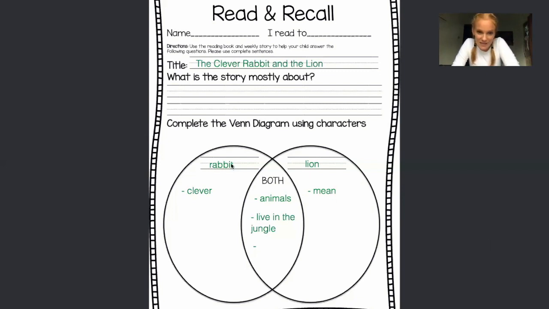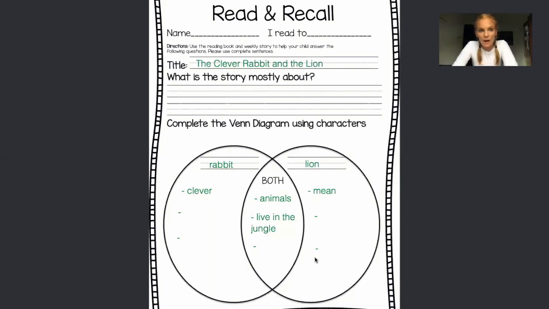All right, let's go back to the rabbit, and I'm going to put one more line here. And I'm going to put one more line here. And on the lion side, I'm going to do the same thing, 2 more spots. So KB, what I want you to do now is think of more things that the rabbit and the lion have that are the same and that are different. 1 more for both and 2 more for different.